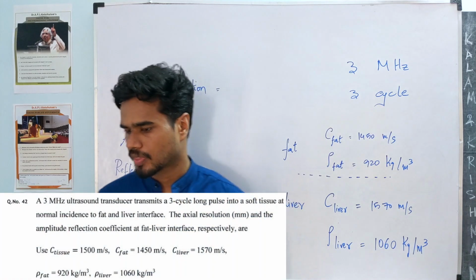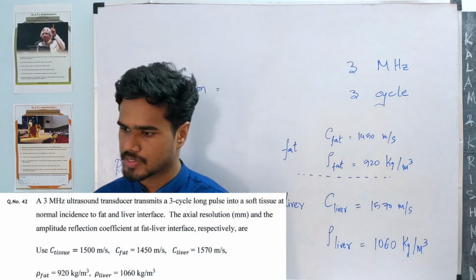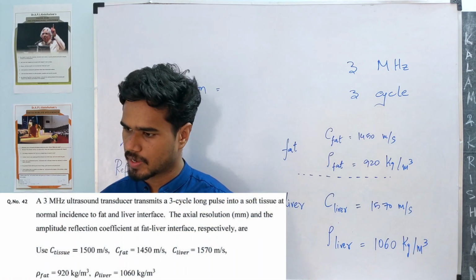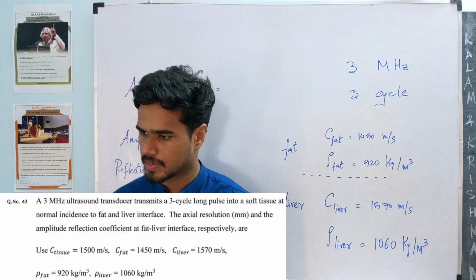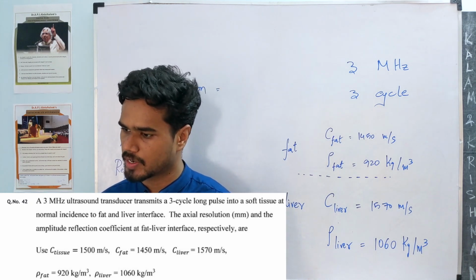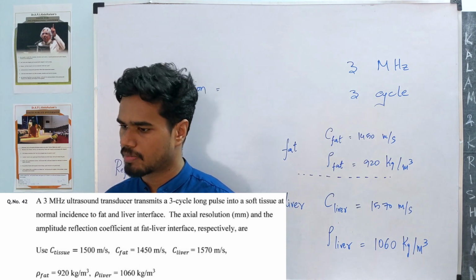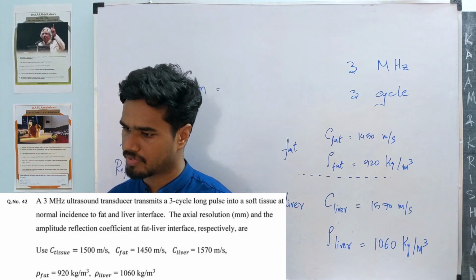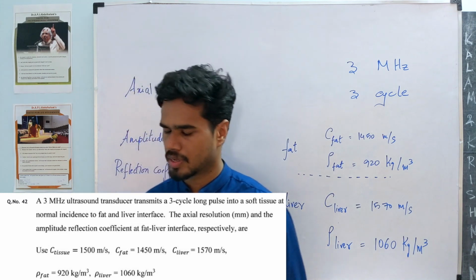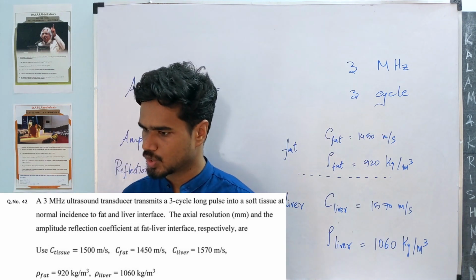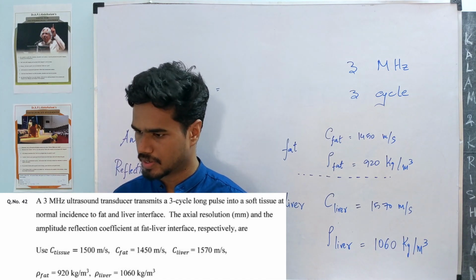For the second question, a 3 megahertz ultrasound transducer transmits a 3-cycle long pulse into a soft tissue at normal incidence to fat and liver interface. The axial resolution in mm and the amplitude reflection coefficient at fat liver interface respectively are. Velocity in the tissue, fat and liver are given, and density of fat and liver are also given.